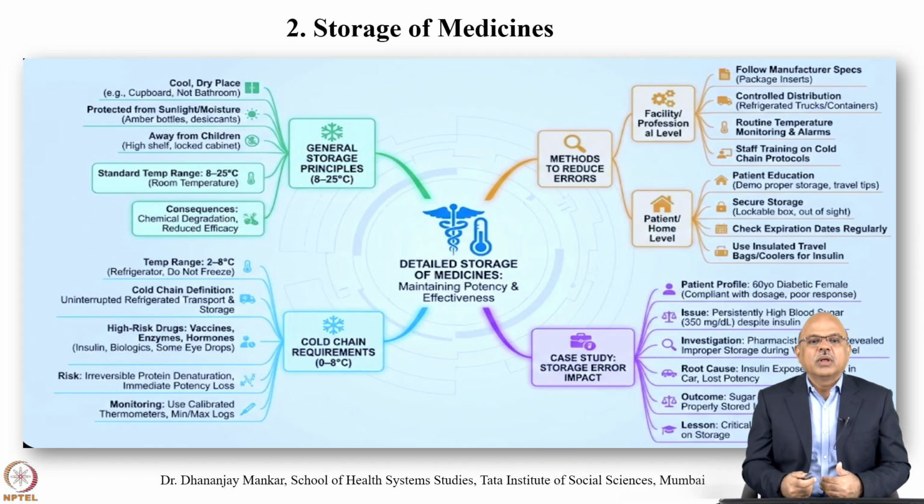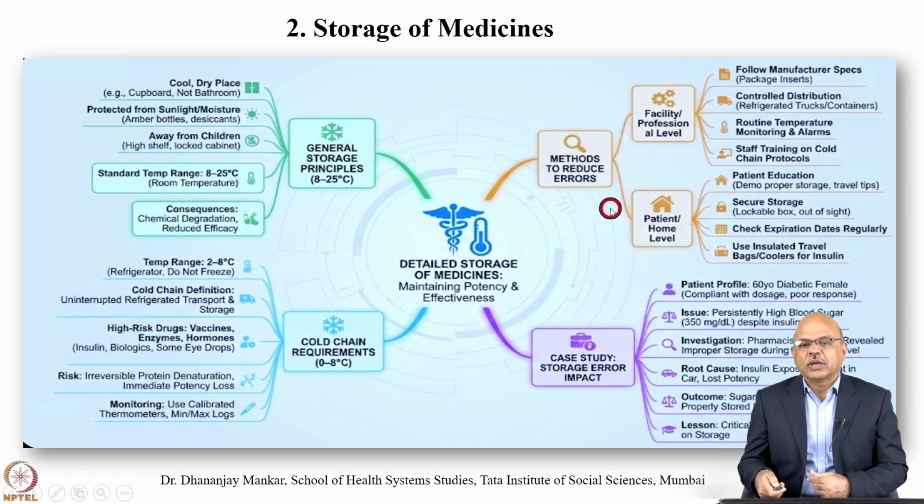You can see in this figure the detailed storage of medicines, maintaining potency and effectiveness. On the general storage principles, medicine needs to be stored in a cool and dry place, protected from sunlight and moisture, and kept away from children on a high shelf or in a locked cabinet to ensure safety. The temperature should range from 8 to 25 degrees Celsius, even room temperature. Otherwise, chemical degradation and reduced efficacy would occur.